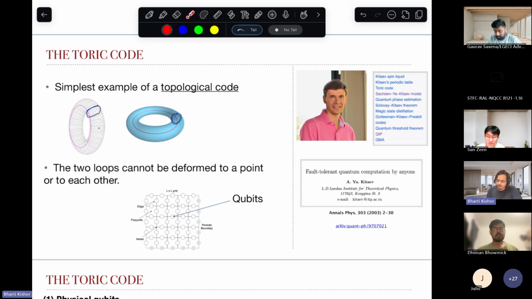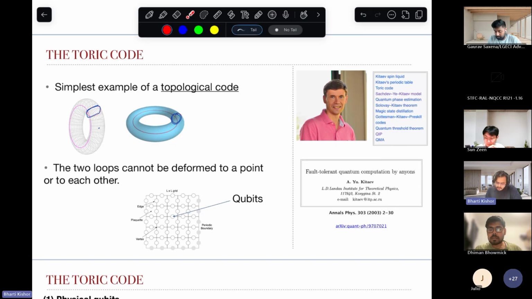The toric code is one among many inventions by Kitaev, who is one of my personal heroes, let's say, in quantum information. And I believe many people in quantum information and computing think the same. He has contributed to many topics.